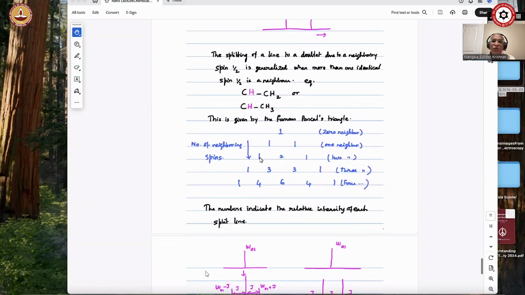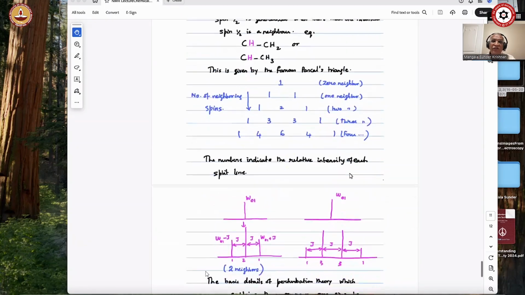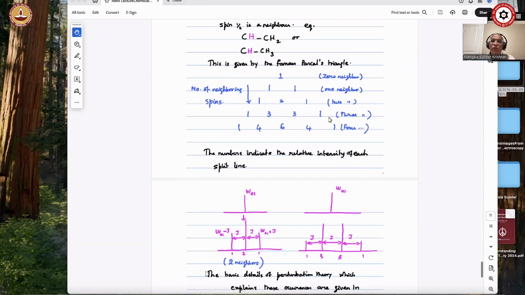And so you will get a line corresponding to a single absorption, 1. And then there are 2. The intensity is 2 for the 2 neighbors. And the spectrum splits like 1 to 1. And if there are 3 neighbors, the spectrum splits as 1, 3, 3, 1.